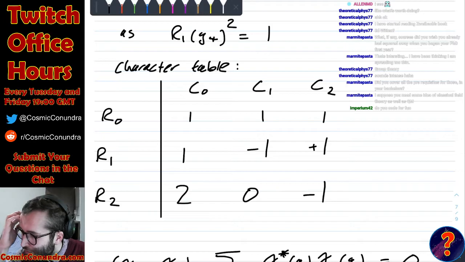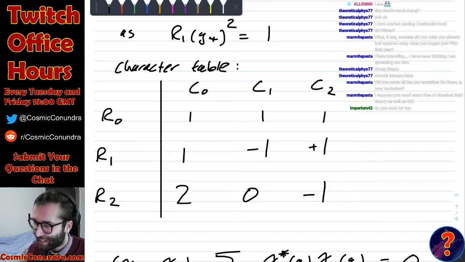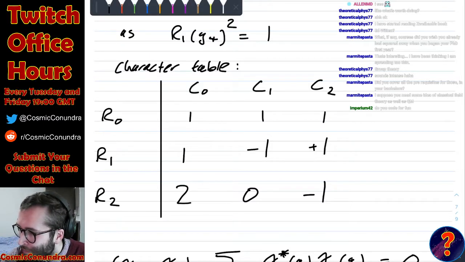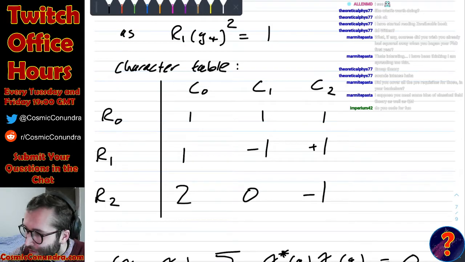Imperium 42 says, do you code for fun? No, not for fun. I sometimes do code, because I have to for work, and I do enjoy it to an extent, but it's not my favorite thing. I prefer to calculate for fun, or try and think about physics for fun rather than coding. But it's a very useful skill, of course. Whatever field of physics you're in, pretty much now, you need to have some idea how to code and how to work these things. So I do enjoy it, but it's not the reason I get up in the morning. What about you? Do you code for fun? Are you interested in that kind of thing?